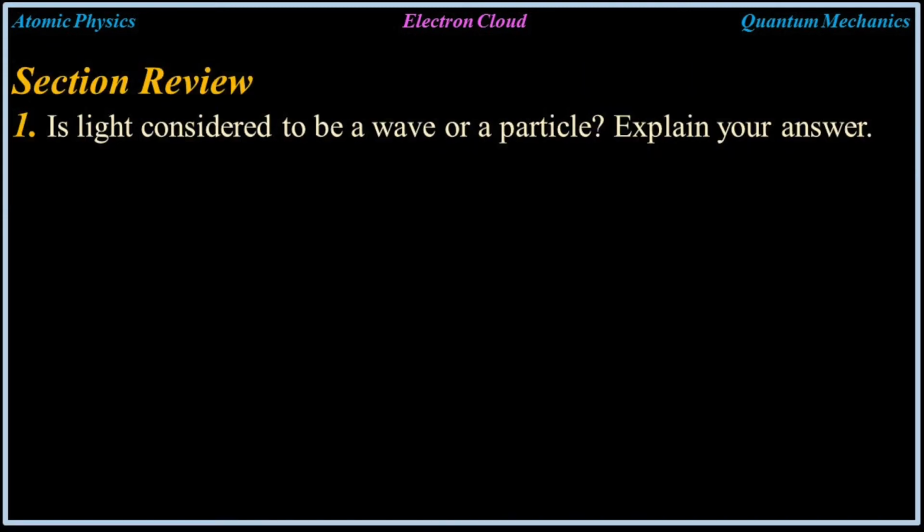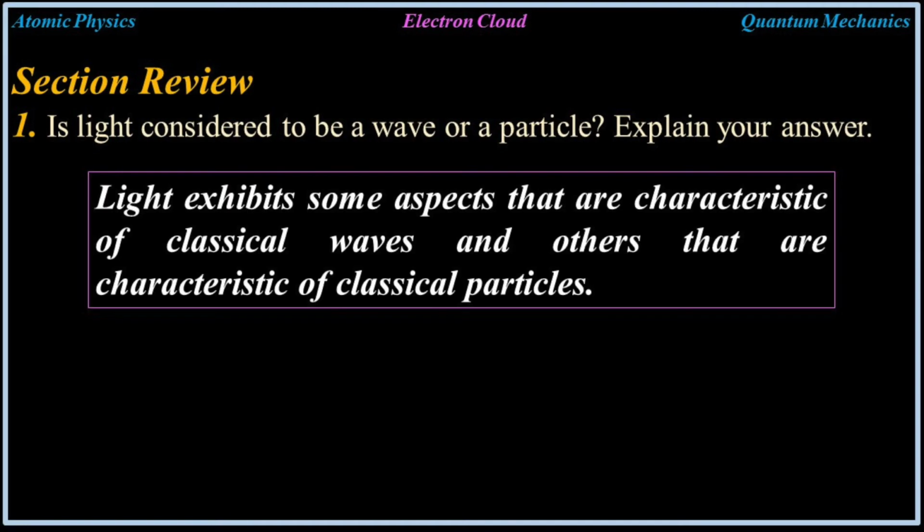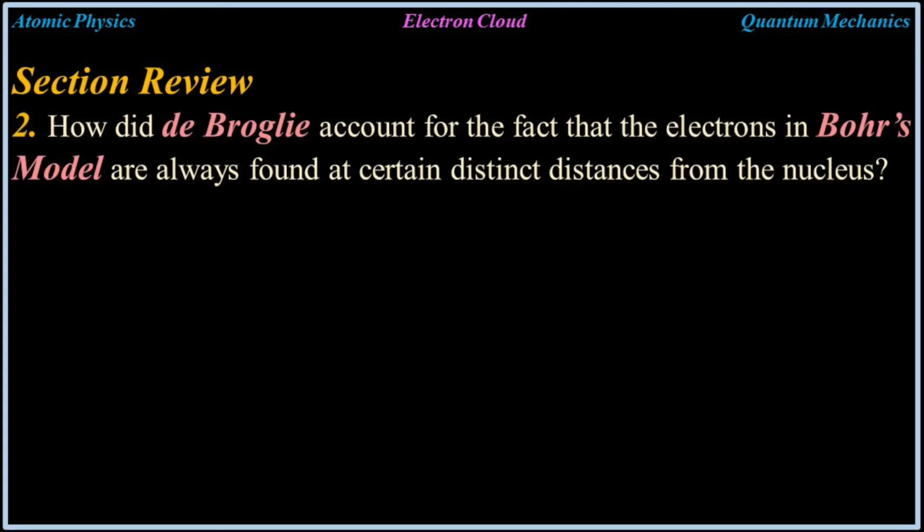Is light considered to be a wave or a particle? Explain your answer. Light exhibits some aspects that are characteristic of classical waves and others that are characteristic of classical particles. It's called the wave-particle duality of the nature of light.